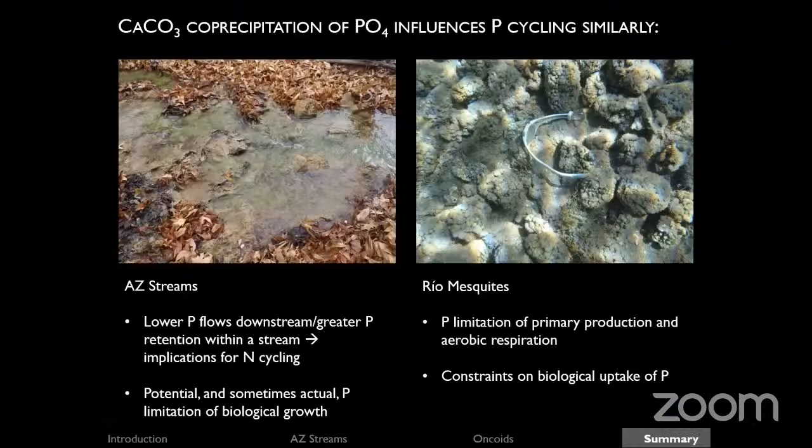All right, so in summary, I did a bunch of work about what was going on lowering phosphorus flows downstream in the Arizona streams, which had some implications for nitrogen cycling, potential and actual phosphorus limitation of biological growth, as well as the constraints on biological uptake of phosphorus in the Rheo Mesquites system.